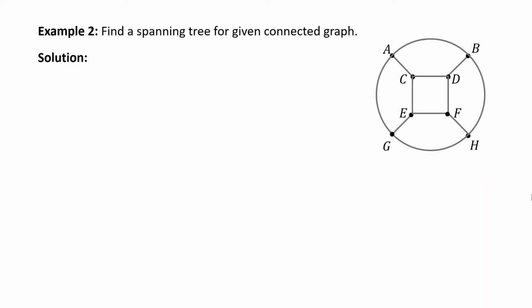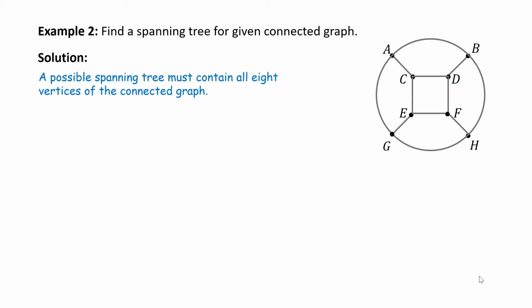Example, find a spanning tree for the given connected graph. This graph has 8 vertices, A, B, C, D, E, F, G, H, and 12 edges, A to B, B to H, H to G, G to A, A to C, B to D, H to F, G to E, E to C, C to D, D to F, F to E.